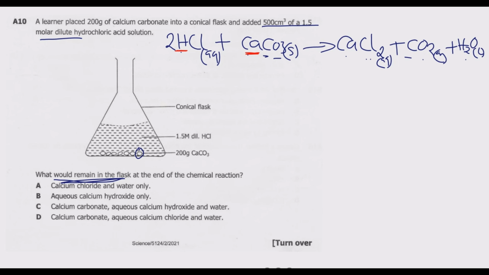Then let us see what we've been given. We've been given that the total quantity of calcium carbonate we're adding is 200 grams. So we need to find the number of moles of calcium carbonate. Remember, the number of moles is equal to the mass given divided by the molar mass.